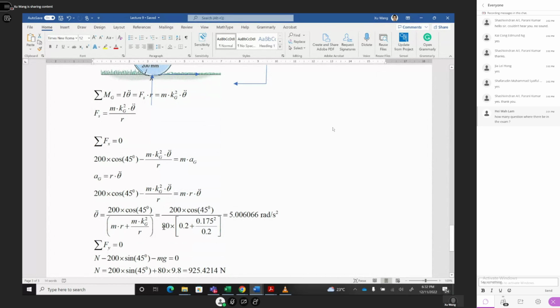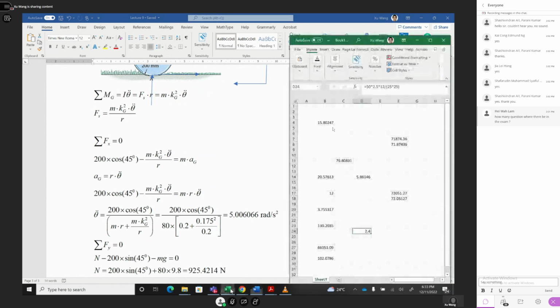You can take m common. m is 80 kilograms, r is 0.2, and the inertia term is 0.175 squared divided by 0.2. Put this inside and you can calculate theta double dot equal to 5 radians per second squared. Okay, we can check if it's right or not.